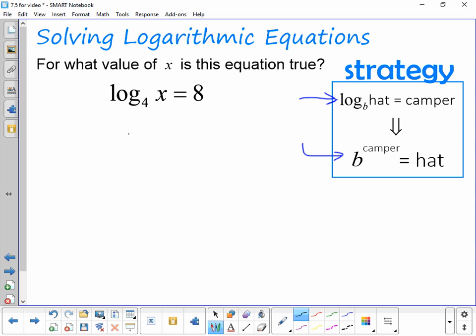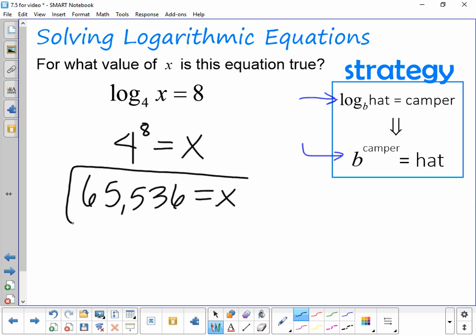So we have here a base 4. And if we rewrite this equation, it will be 4 raised to the power 8 is equal to x. And essentially, we're pretty much done. We just need to calculate what 4 to the 8th power is. And that happens to be 65,536. So rewriting a log as an exponential can solve the equations pretty easily.